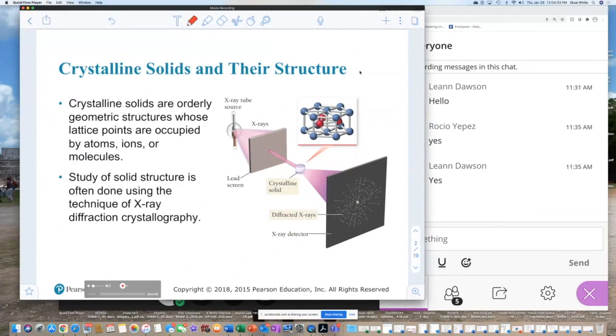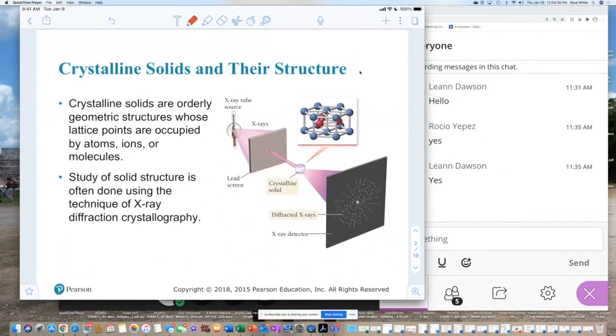Okay, so we're working on chapter 12. In this section here, we're focusing on the behavior of solids. I have taken a lot of the content out because I looked at the learning objectives to see what you're required to know, and I was trying to focus just on that, okay? We are focusing on crystalline solids and their structure.